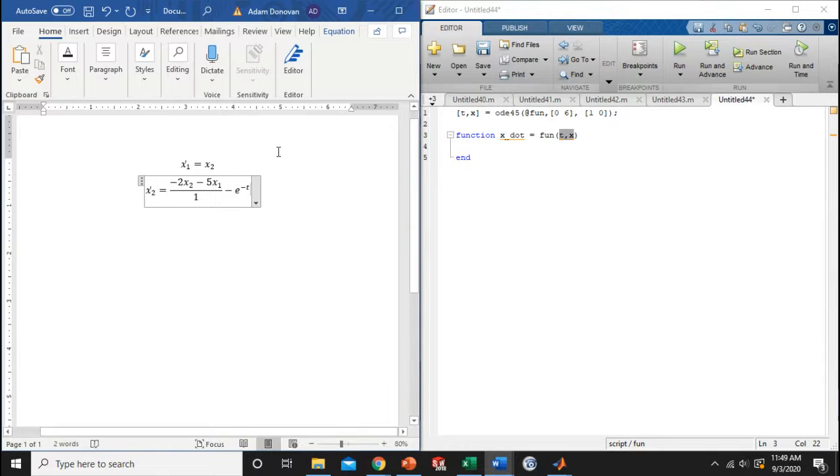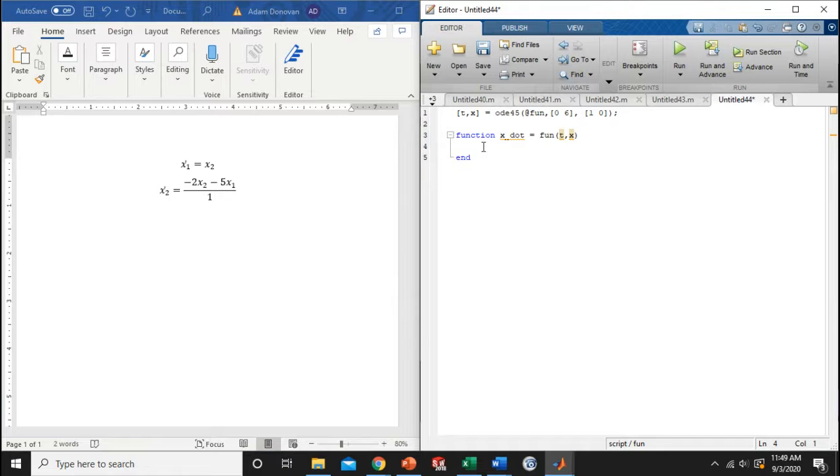You could have had that in there, and that would be fine. You could still plug that into the equation. And so now I'm going to just start typing out these equations. So I'm going to do x1 dot is going to be equal to x of 2, right? That's what I said you have to do.